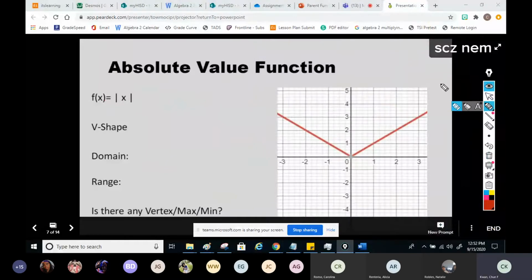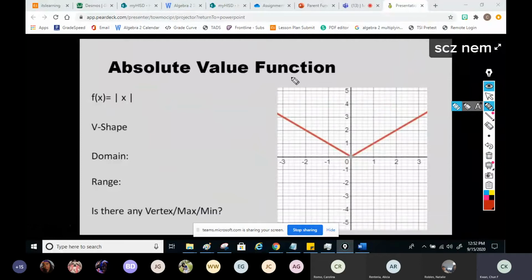All right, let's look at one more, the absolute value function. So absolute value function, it looks like a letter V, okay? The equation is f of x equals, these two lines is the absolute value symbol. So when you see two straight lines right here and right here, and they are around whatever numbers or letters inside, this is the absolute value symbol.